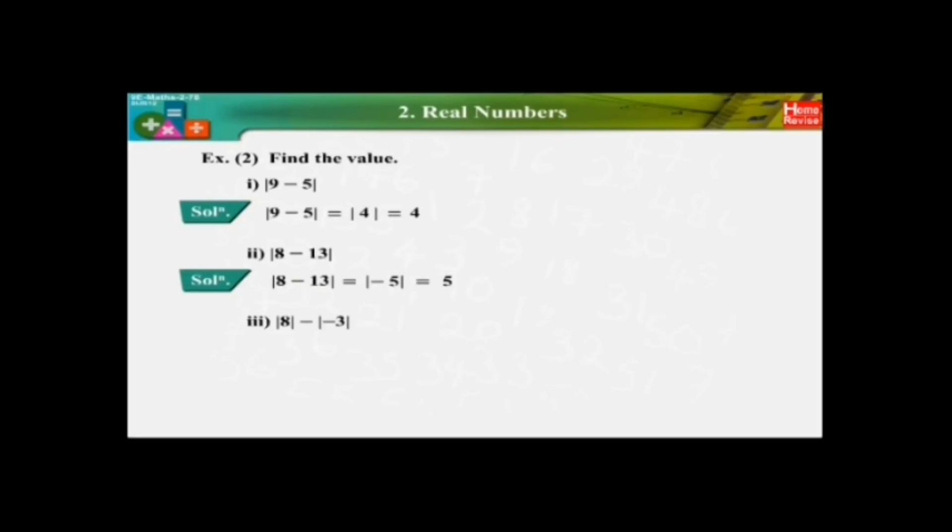3. Absolute value of 8 minus absolute value of 3. So it is equal to 8 minus 3, which is equal to 5. 4. Absolute value of 8 multiplied by absolute value of 4. So it is 8 multiplied by 4, which is equal to 32.